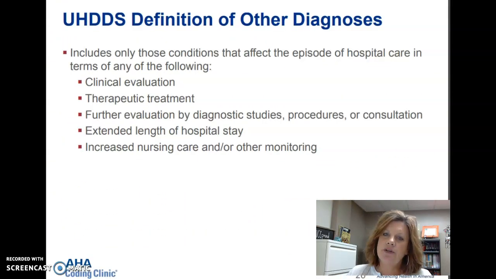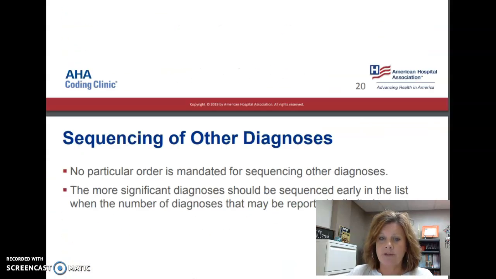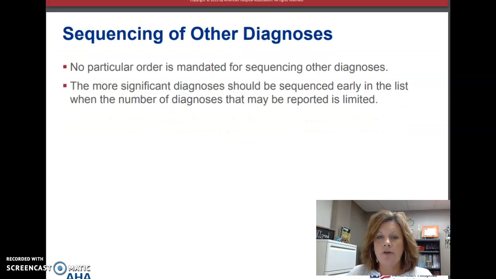Okay, so includes of other diagnoses. These are conditions that affect the episode of hospital care. So any of these: clinical evaluation, therapeutic treatment, further evaluation by diagnostic studies, procedures, or consults, possibly extended length of hospital stay, and then increased nursing care or other monitoring. And there's no other real sequencing of the diagnosis in order. Even when this semester goes along, I'm always looking for that principal diagnosis first. Now, there are rules for sequencing, but not really of secondary diagnosis.